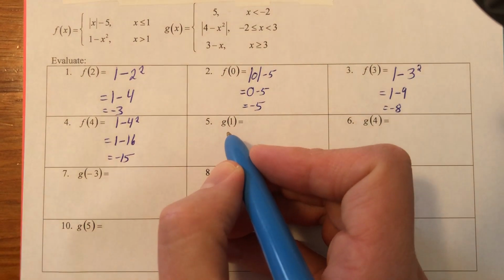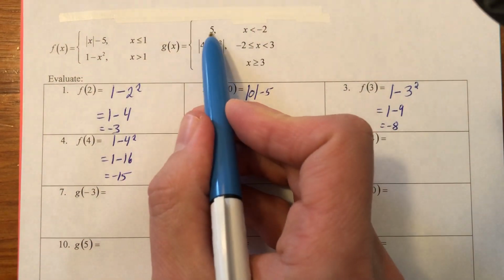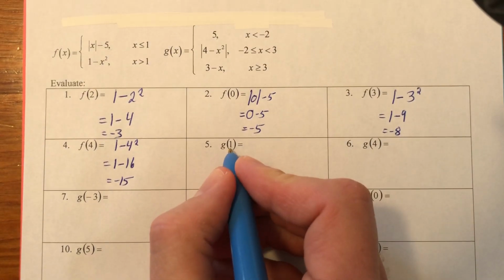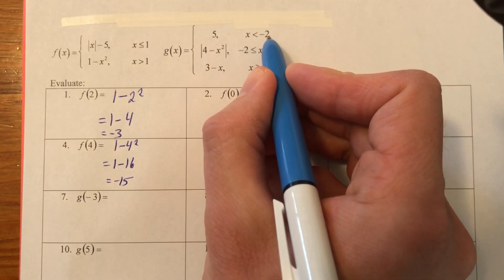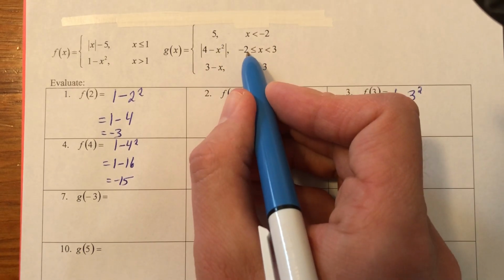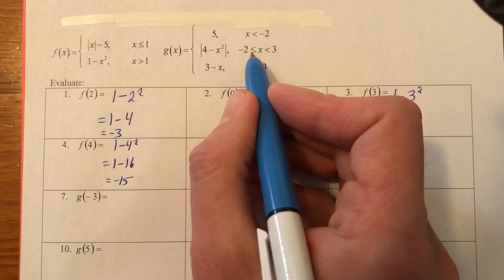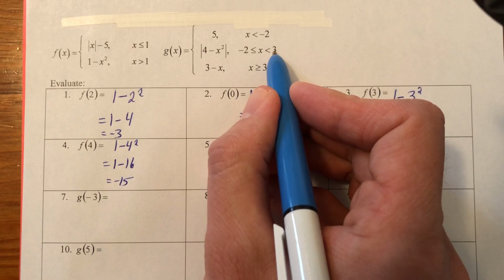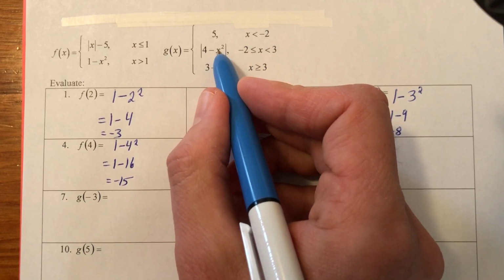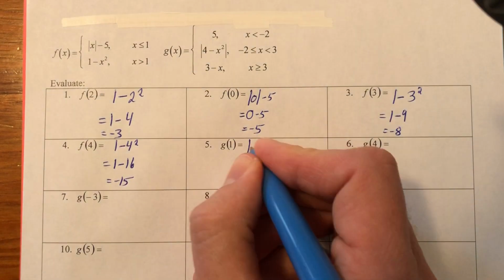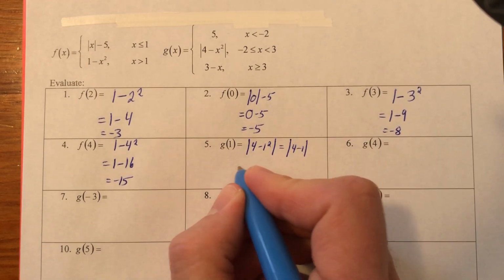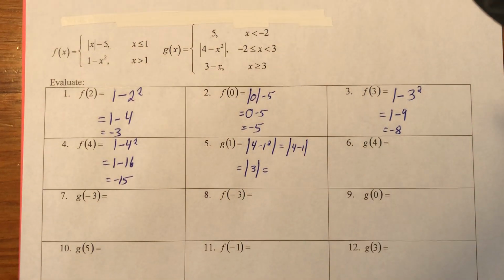G of 1. Okay, now we've got to a g function. So obviously we're over here. Do I use this, this, or this? All right, g's the tricky one, actually. So 1 is not less than negative 2, so we don't use 5. 1 is, and this is confusing, but 1 is between. That's kind of what this means when you have this inequality here. 1 is between negative 2 and 3, so we will use this one. So 4 minus x squared and then absolute value of that. So 4 minus 1 squared. 1 squared is 1, so we have 4 minus 1, which is the absolute value of 3. Well, absolute value makes things positive, so it's just 3. It was already positive, so it stays positive.